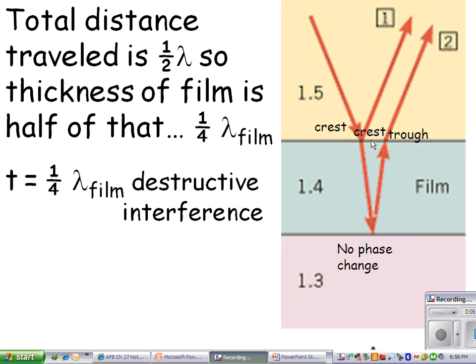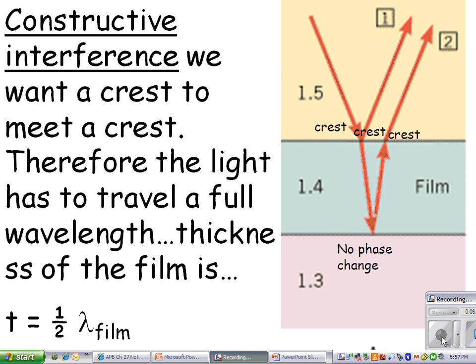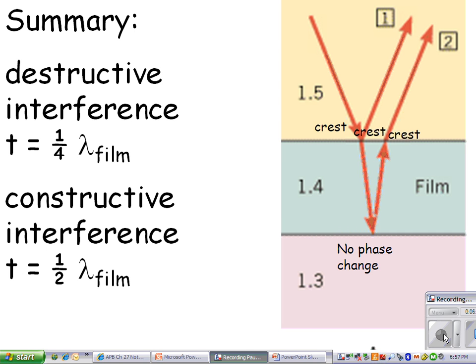Think about what you would want for constructive interference. If you wanted this to be a crest instead, you go from a crest all the way down to another crest. So that means you would go half a wavelength, then another half wavelength to get to the next crest. So the thickness of this film for constructive interference would be half a wavelength. And so that's what this next section says, is that for constructive interference, we'll want a crest to meet a crest, therefore the light has to travel a full wavelength. Thickness of the film is 1/2 wavelength.